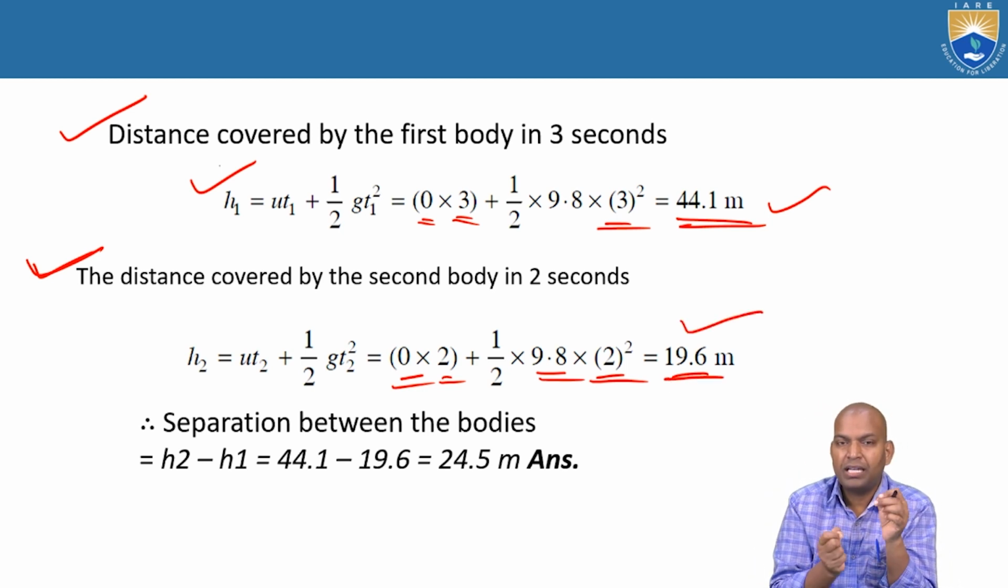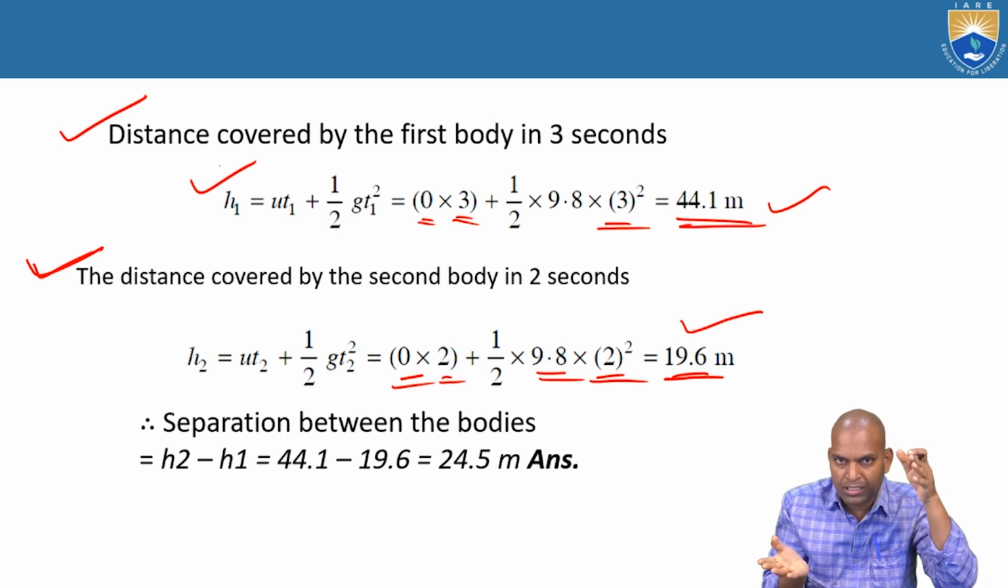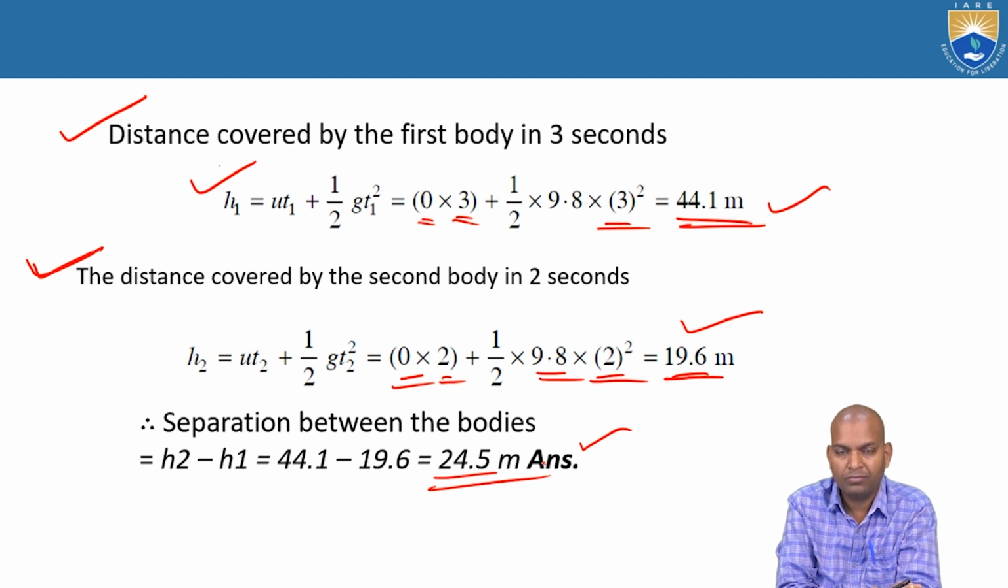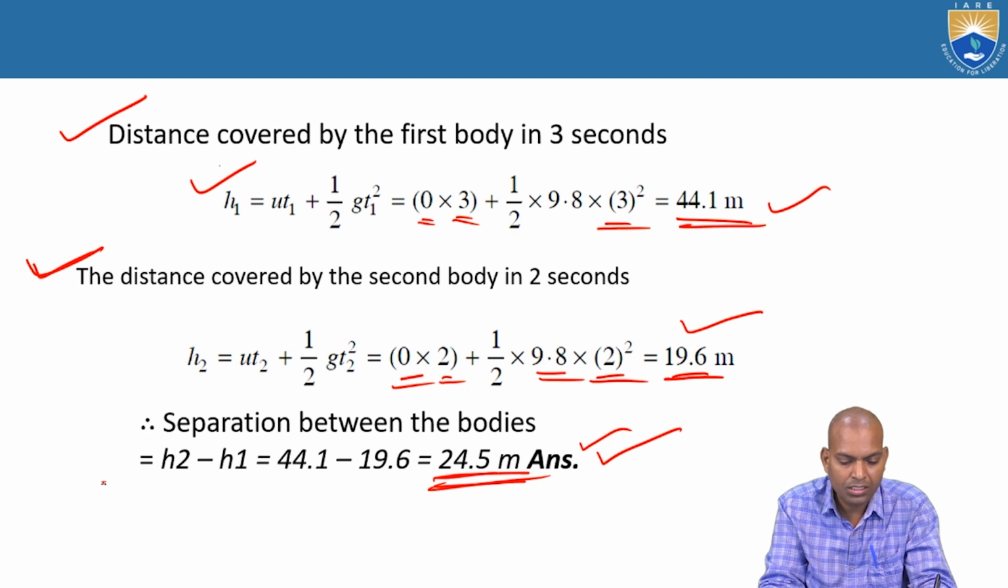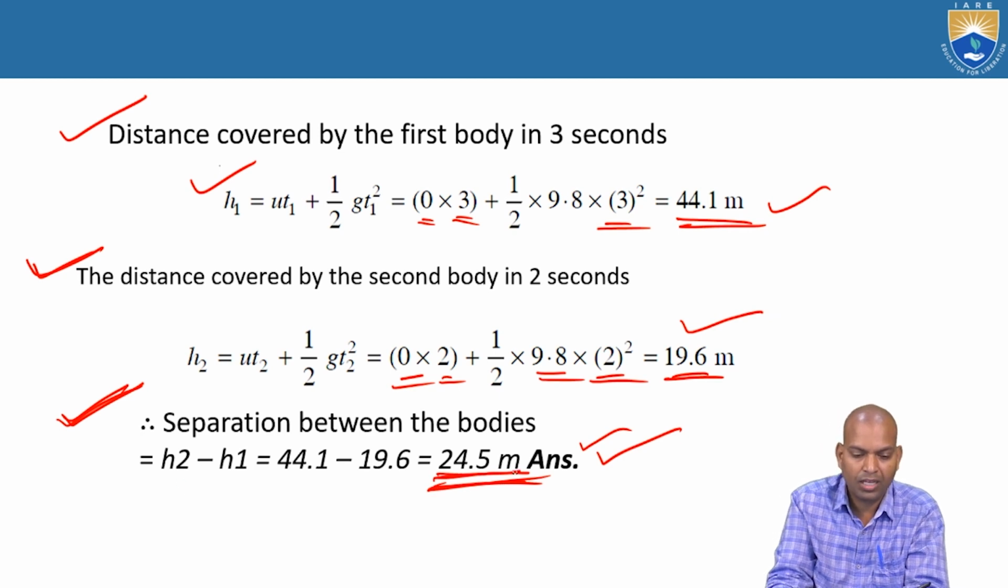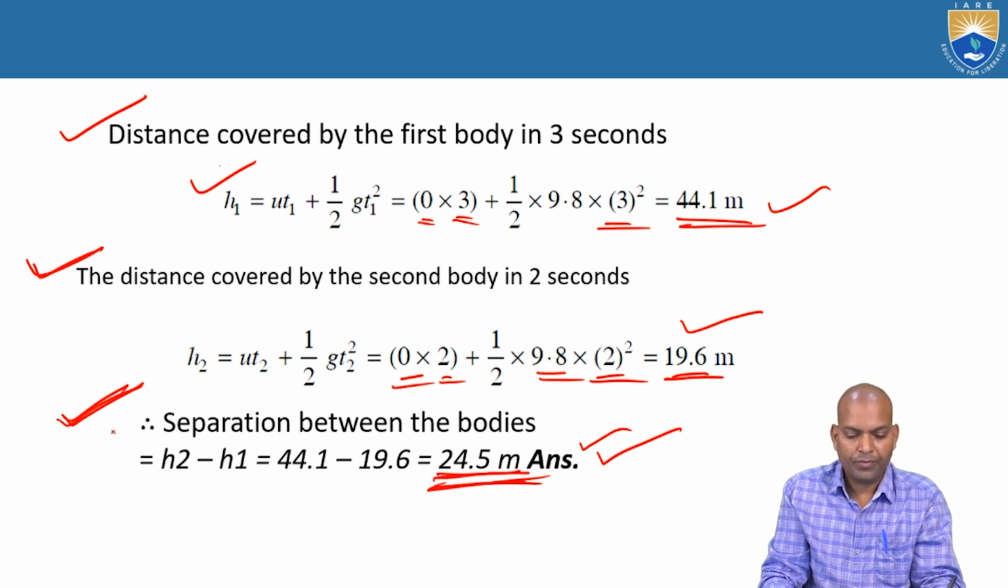The separation between the two bodies is the difference between body 1's distance and body 2's distance, that is 44.1 minus 19.6 meters, that is h1 minus h2, which is 24.5 meters. That is the separation between the bodies, 24.5 meters. This is the problem here.